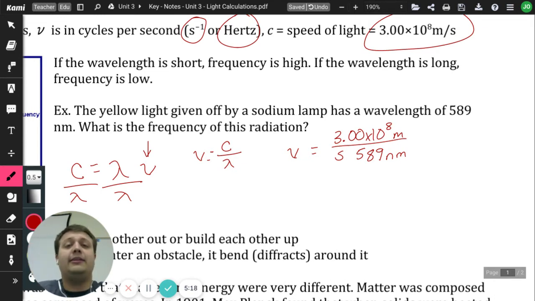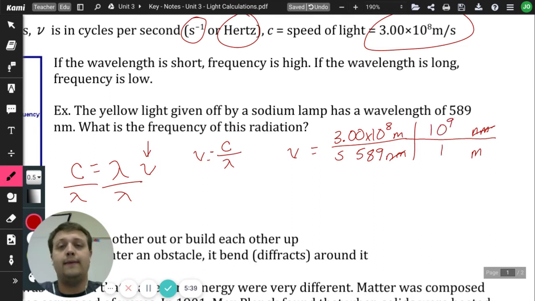Our wavelength needs to be in meters. So I'm actually just going to extend this and use this as a part of my dimensional analysis. So I need to convert my nanometers into meters. So I'm going to bring nanometers up, it's going to cancel that out, and I'm going to go from nanometers into meters. I know that there are 10 to the 9th nanometers for every 1 meter. All right, now that also is going to cancel out my meters there.